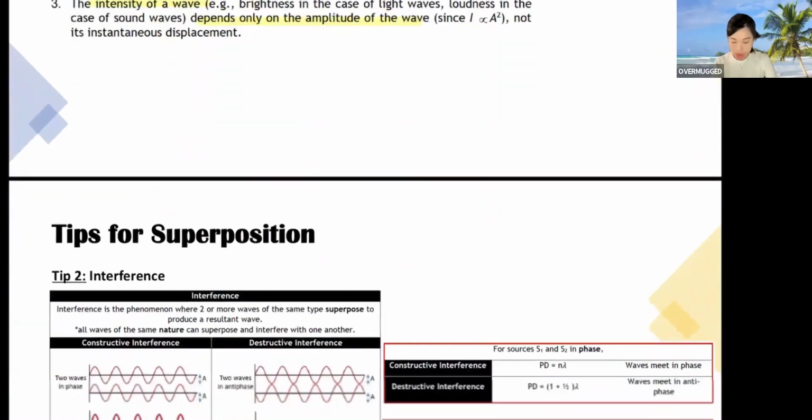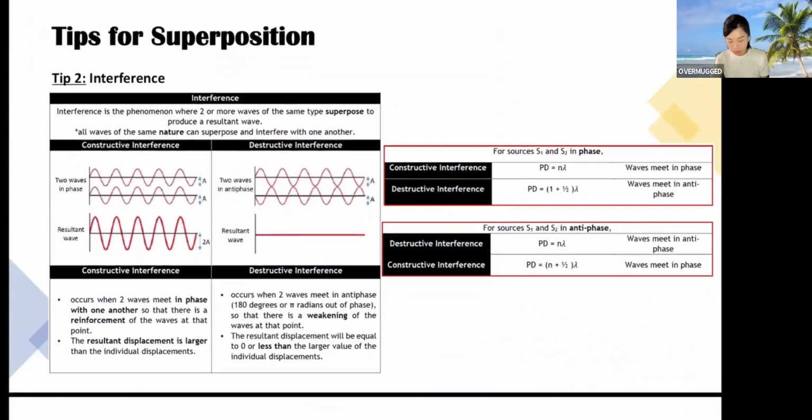Okay, so then in superposition, one of the applications is interference. So you need to recap interference, whereby interference happens when you have two or more waves of the same type superposing to produce a resultant wave. And this resultant wave produces either constructive or destructive interference.